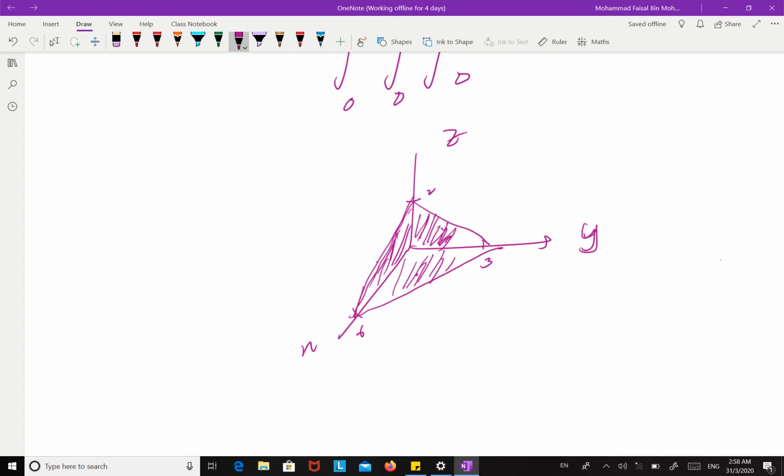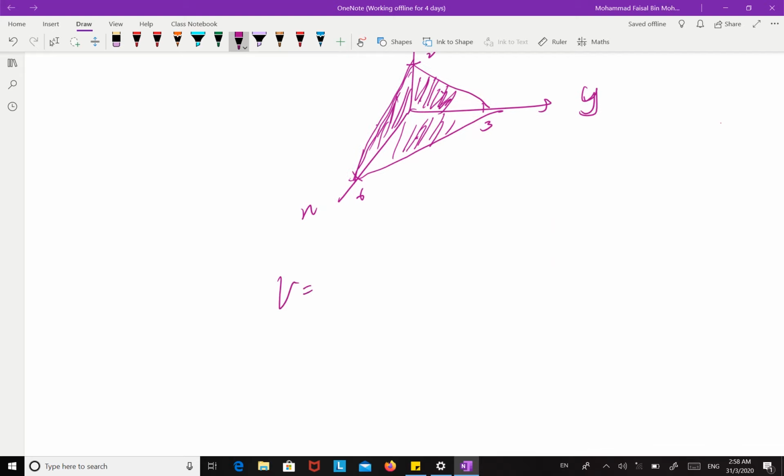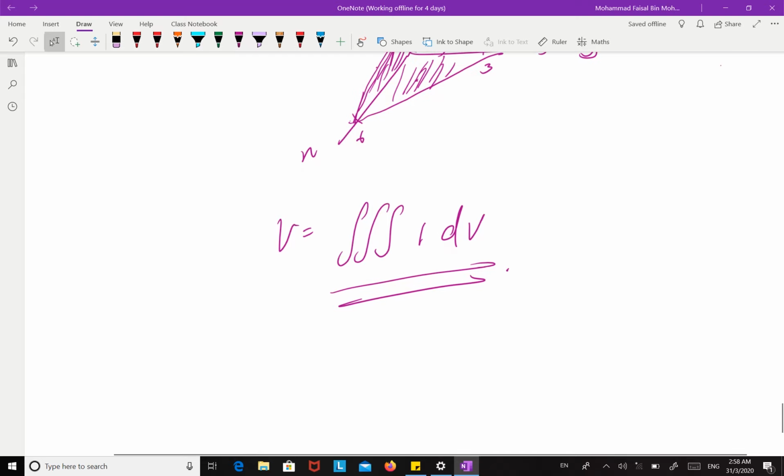Then go to question 3. Limits are not directly given, they give you volume. I think they ask you to find the volume. Volume means your triple integral should be 1 dV. This is volume. So A, evaluate the triple integral. You can choose either type 1, type 2, or type 3. You can use any type.